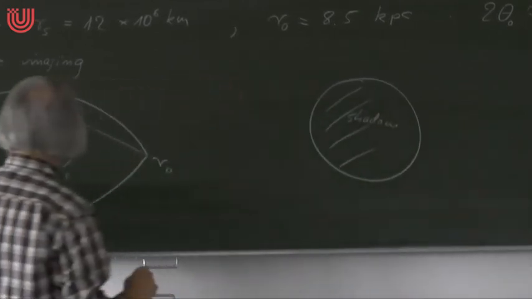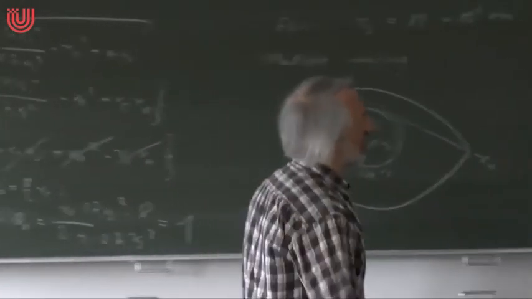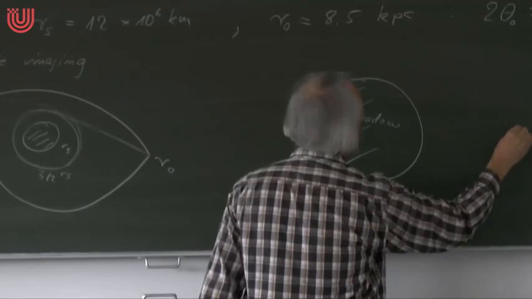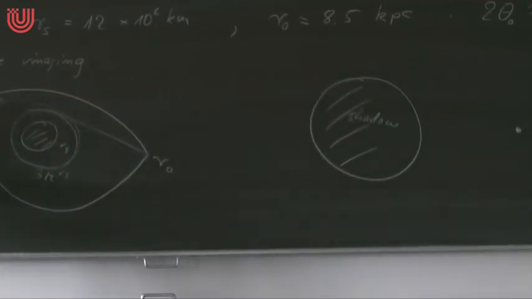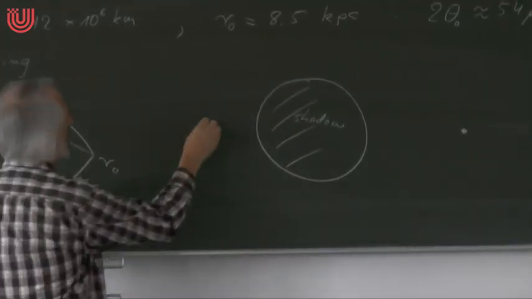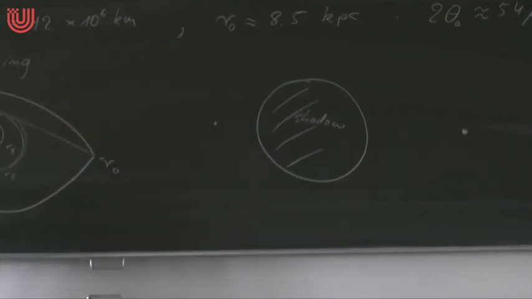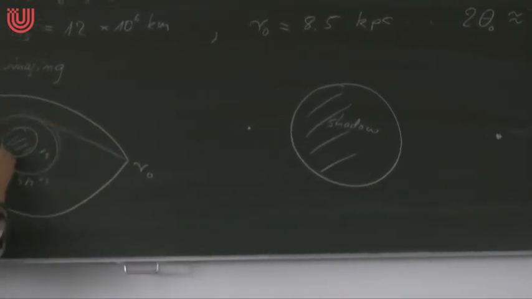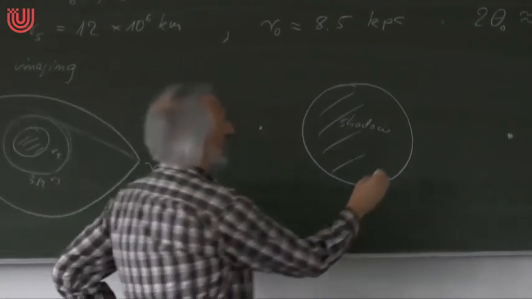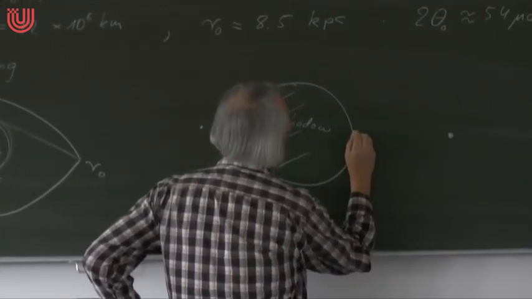Now I consider this particular light source. I see one image on one side. It corresponds to this light ray. And one image on the other side, corresponding to this light ray. And then I have this infinite family of light rays, which converges upon the shadow.